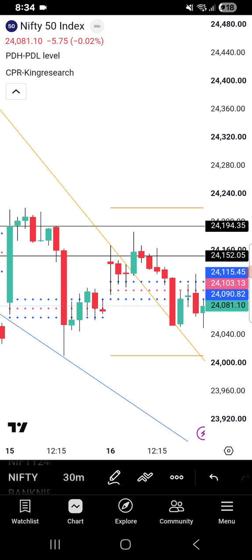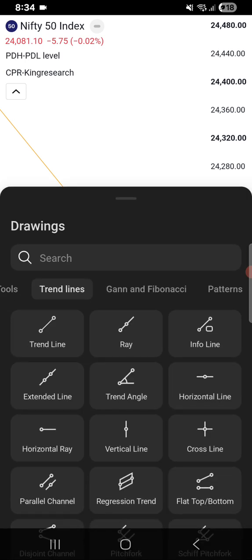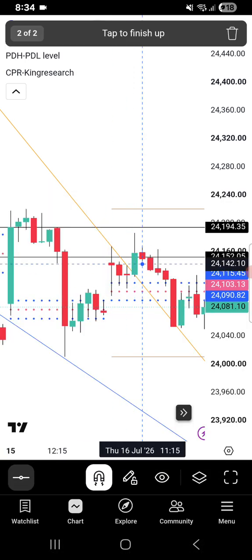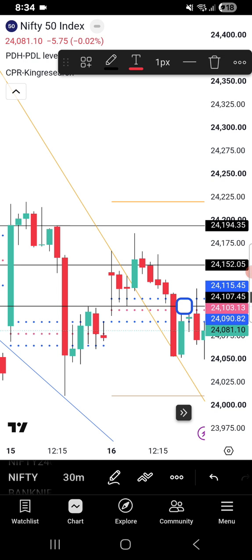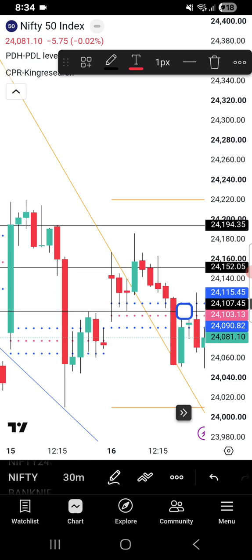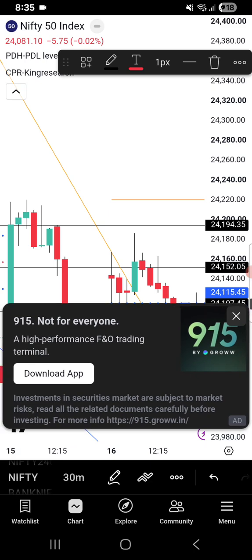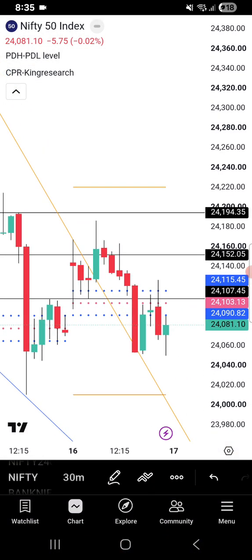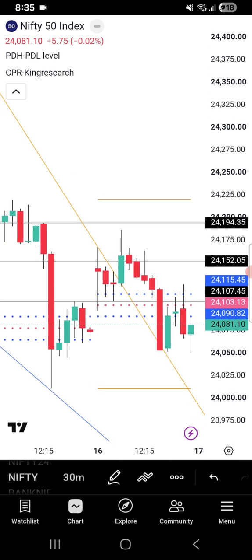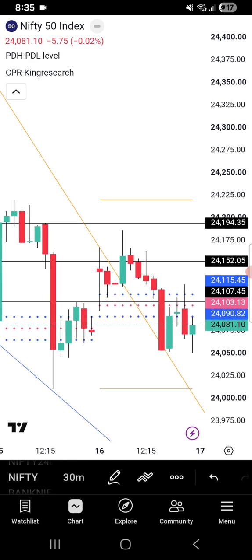And coming to the stop loss, my stop loss was at the level of 24,107, which is the low of the third candle. So if a candle closes below 24,107, that's when I had planned to exit my trade. So this is about the market structure for today, and let's go to the order book.